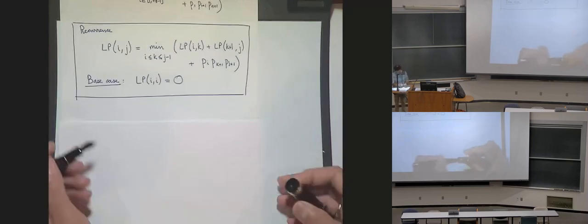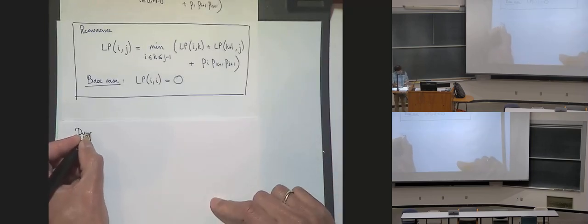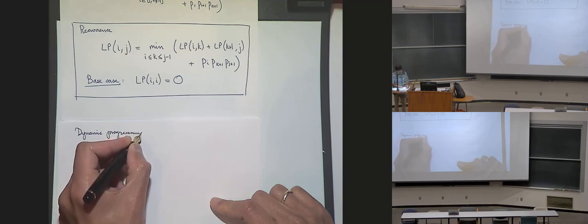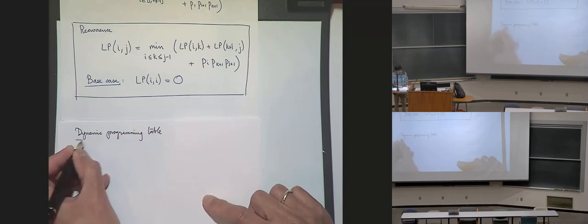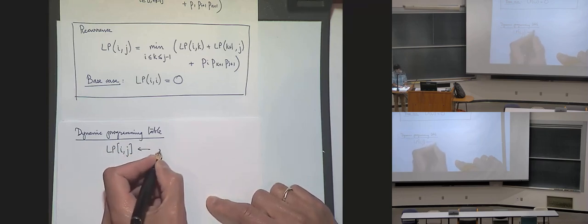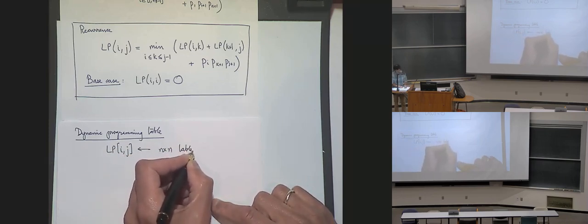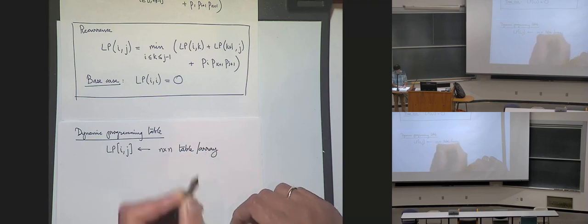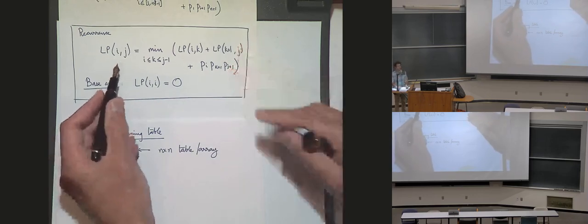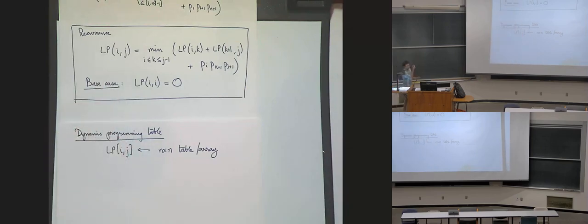So here, the dynamic programming table. I'll write this as the table. This is going to be an n cross n table or array, whichever way you want to look at it. And you can see that the right order to fill the table is in the difference i minus j, or j minus i. So let me fill out the table in this way.